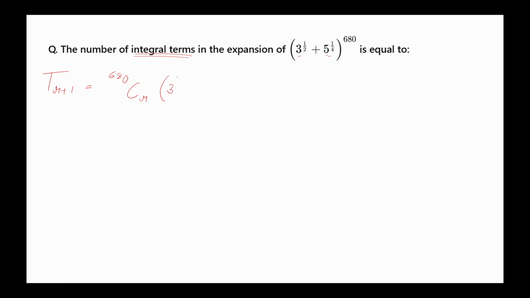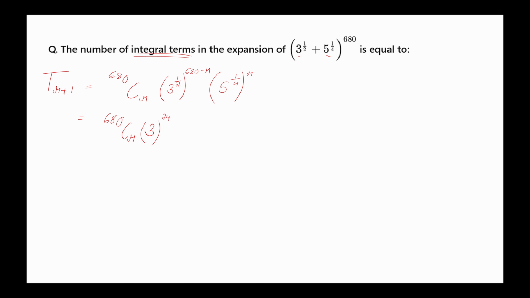What is my x here? 3 to the power half, to the power n minus r. Sorry, n here is 680, so 680 minus r. And y to the power r. What is my y? 5 to the power 1 by 4, to the power r. So let us write this down in a better way. 680Cr. And this becomes 3 to the power.